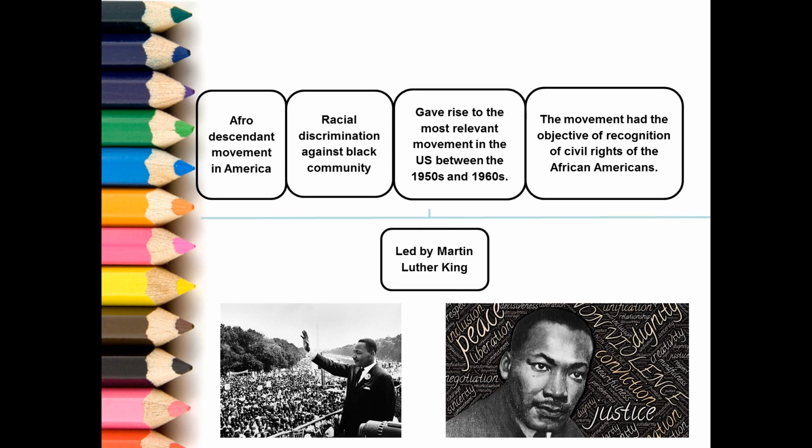Now the next social movement is one that seems to be the most relevant social movement in the U.S. between the 1950s and the 1960s. This social movement had a very famous leader, which is Martin Luther King Jr. Now this person fought a non-violent battle to gain recognition of the civil rights of African Americans. Okay, so the difference is that in this social movement he did not fight with violence. He fought a non-violent battle, and he accomplished many things.